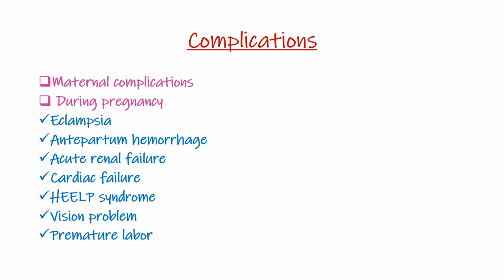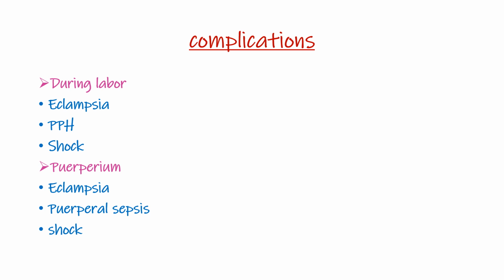as we talked before. And then complications, as you have divided them, you can have maternal complications, and this is during pregnancy, where you can have eclampsia, antepartum hemorrhage such as placental abruption, acute renal failure because you said you have reduced GFR and accumulation of creatinine and electrolytes in the blood, cardiac failure, HELLP syndrome, vision problems, premature labor. And then during labor, you can have eclampsia, postpartum hemorrhage, shock, and then puerperium, that is post-delivery, you can have eclampsia, puerperal sepsis, and shock.